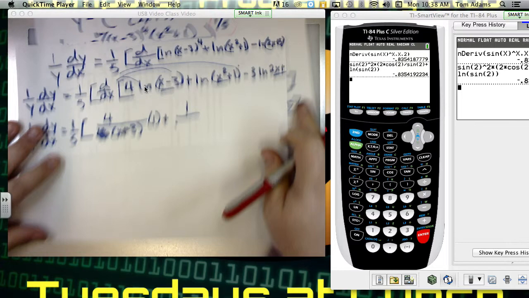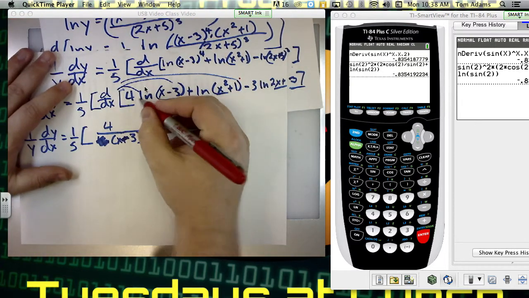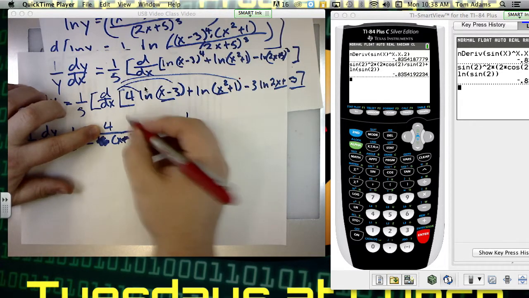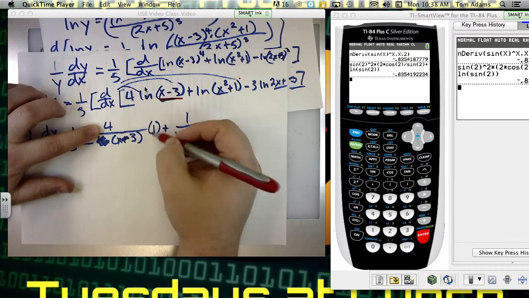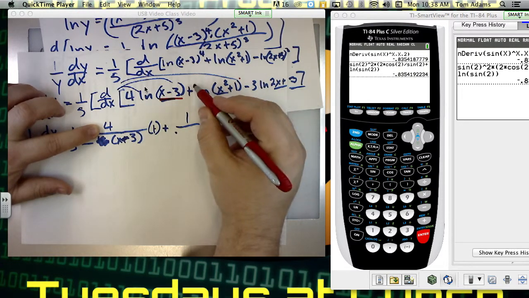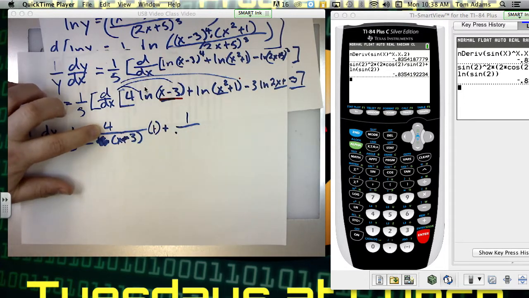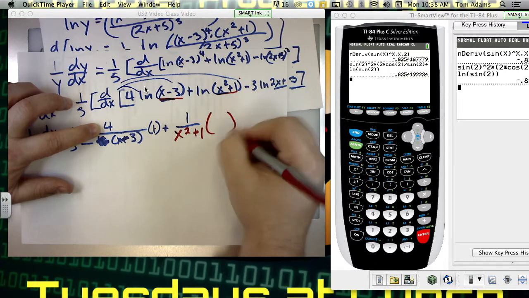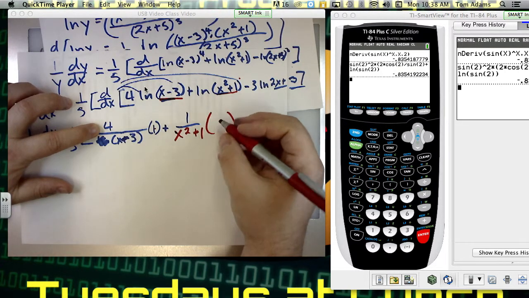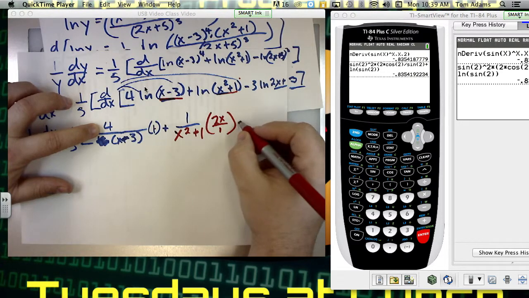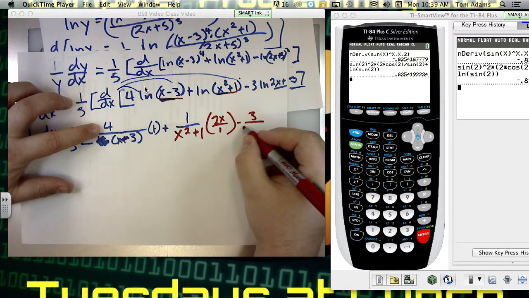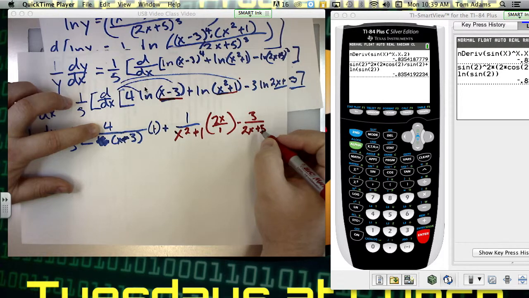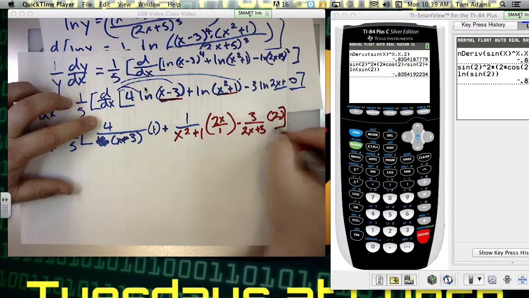So when I go to take the derivative of all this stuff here, the 4 gets tossed to the front, and that's times 1 over u, which is this stuff here. Then you tack on the derivative of this on the back end. So here I have 1 over x squared plus 1, but then I have to remember to tack on the derivative of x squared plus 1, which is 2x, all over 1. And for this one, I'm going to say minus 3 all over 2x plus 5. But then we have to tack on the derivative of 2x plus 5, which is 2. Okay? And then we go from there.